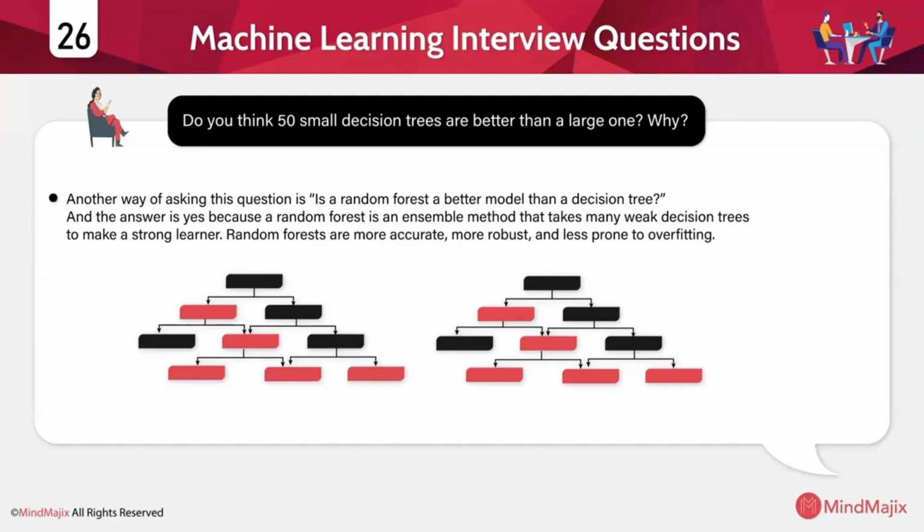So the answer is yes, because a random forest is an ensemble method, which works with ensemble techniques like boosting, AdaBoost, and many more. It takes many weak decision trees to make a strong one, and random forests are more accurate, more robust, and less prone to overfitting. If I'm talking about the random forest with pruning, the chance of overfitting is very low, and pruning is not needed. That's why random forests have the upper hand as compared to the decision tree.